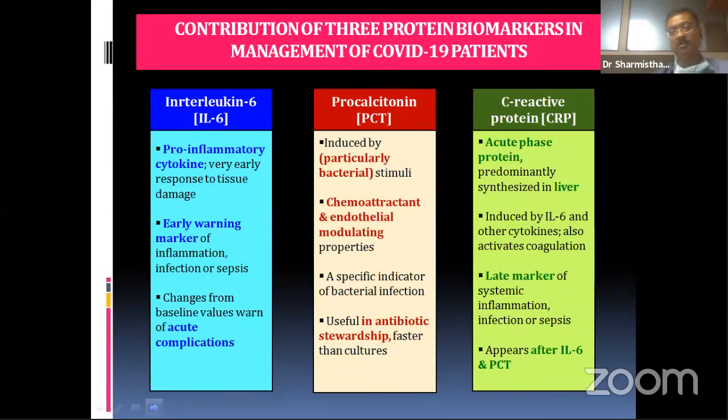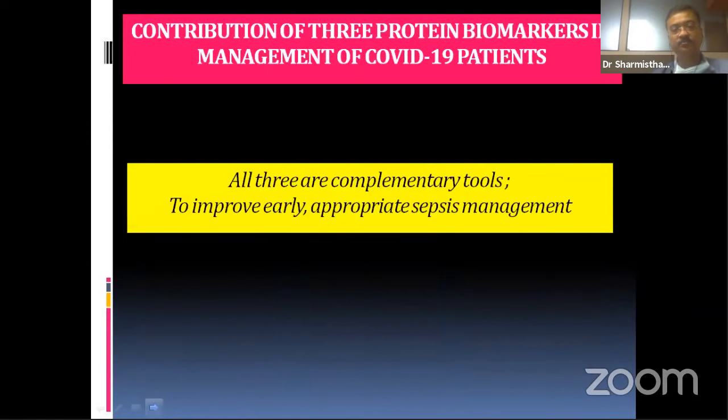And CRP, right from the beginning, is an acute phase reactant and also rises very highly, induced by IL-6. So it is a systemic marker. It carries less specific importance than IL-6 and procalcitonin, but all three are very important markers in this disease.